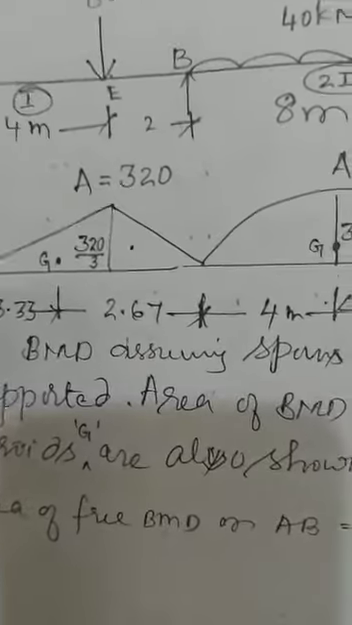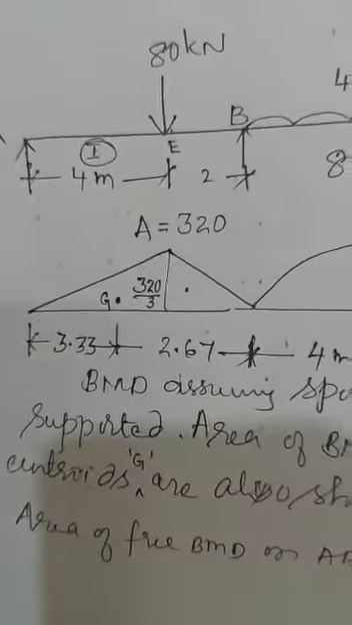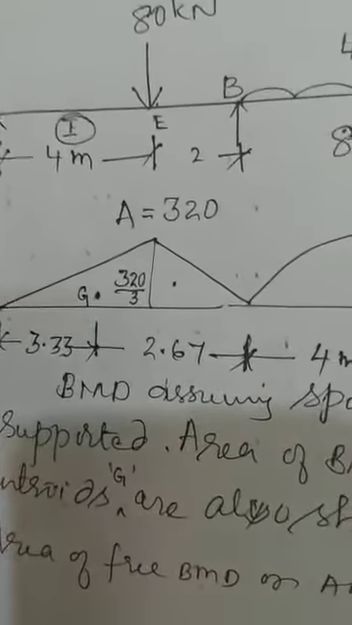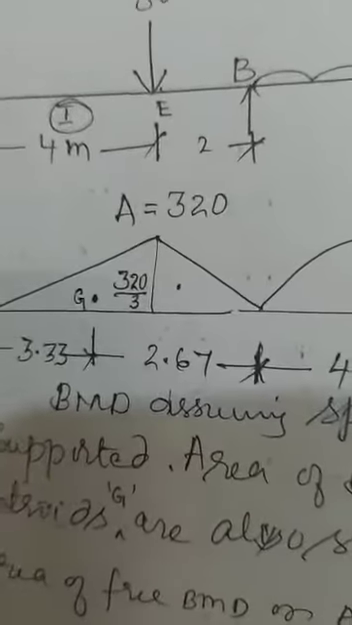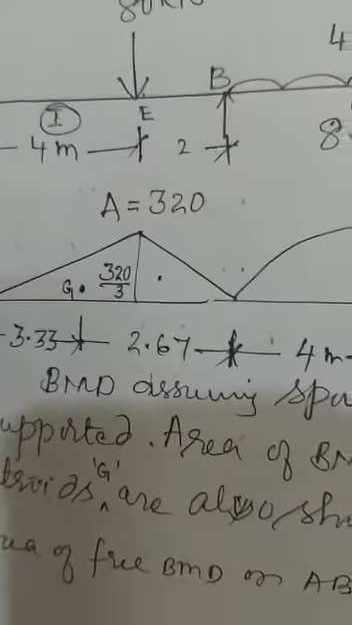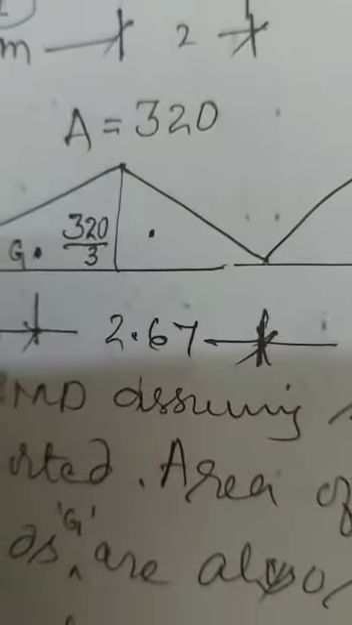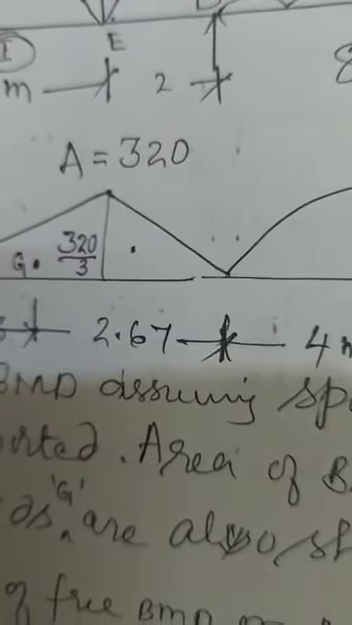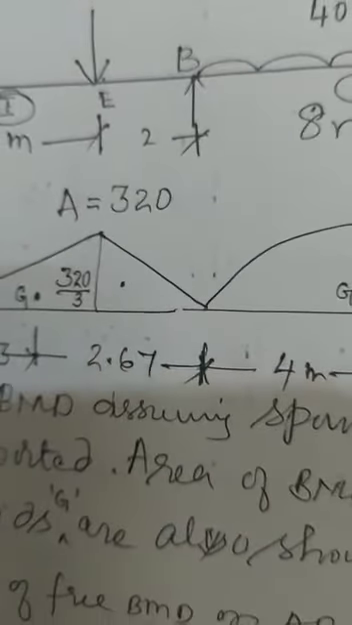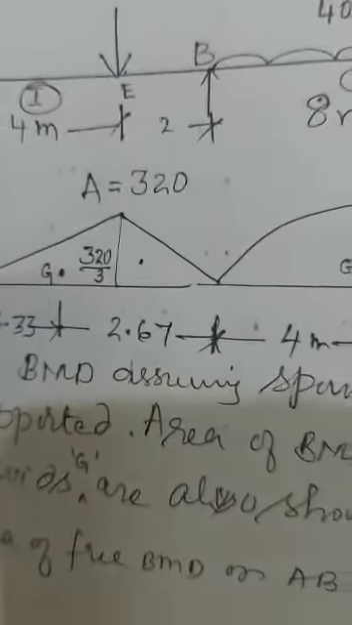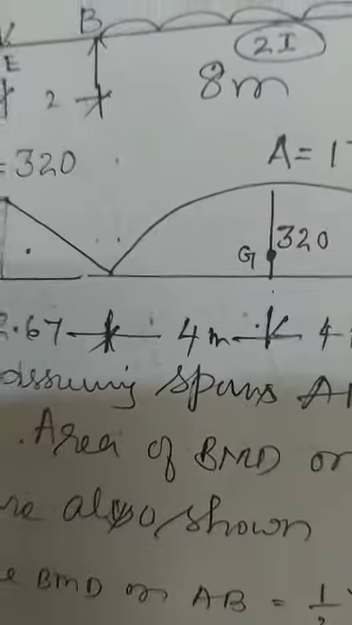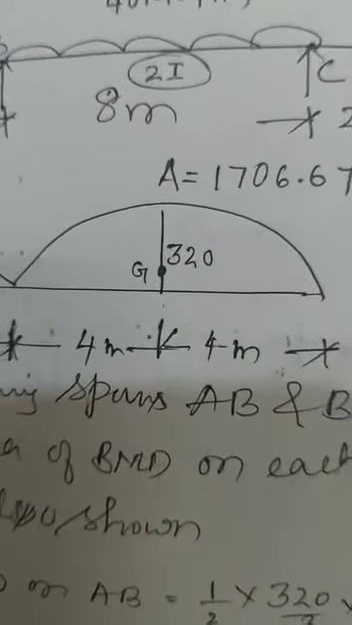As usual, we require the free bending moment diagram, that is, the bending moment diagram for the spans AB and BC as if they were simply supported. If you take span AB as a simple span, the bending moment under the load will be WAB by L, that is 80 into 4 into 2 by 6, that will be 320 by 3. The area of that free bending moment diagram on span AB is 320. How is it obtained? Half into base, half into 6 into 320 by 3. That gives 320.